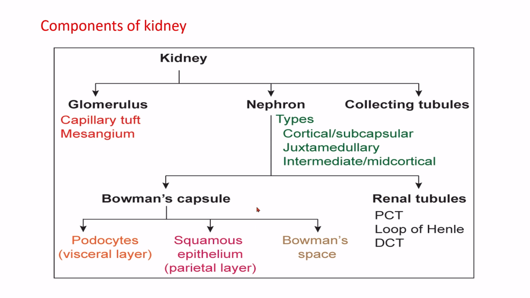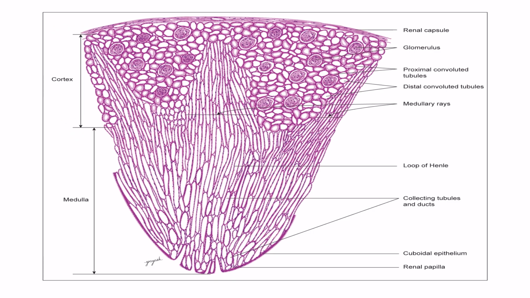In the nephron, there is Bowman's capsule, which has the visceral layer of podocytes, the parietal layer of squamous epithelium, and the Bowman space. The renal tubules have the proximal convoluted tubule, loop of Henle, and distal convoluted tubule. You can see here, this is the cortex, this is the medullary ray. This is the glomerulus, and here you can see the Bowman's capsule. These are the proximal convoluted tubules with the brush border, and these are the distal convoluted tubules. These are the medullary rays. These are the loops of Henle. These are the collecting tubules and ducts, and here you can see the renal papilla.